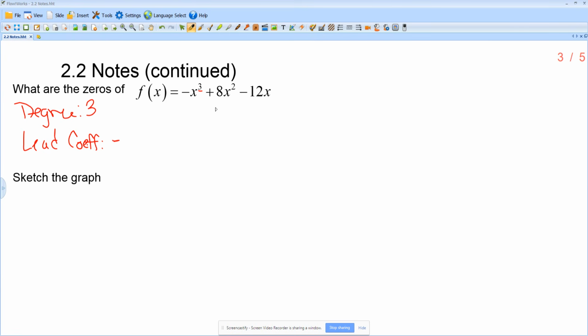So if I want to look at this in factor, I can see that each term has an x, and I'm also going to pull out the negative because what that will allow me to do then is have a positive x squared here. So now I'm going to be able to trinomial factor it. So I'll have x, and I want numbers that multiply to 12 and add up to negative 8, which are negative 6 and negative 2.